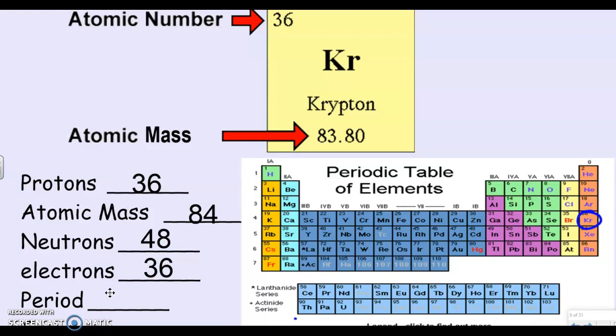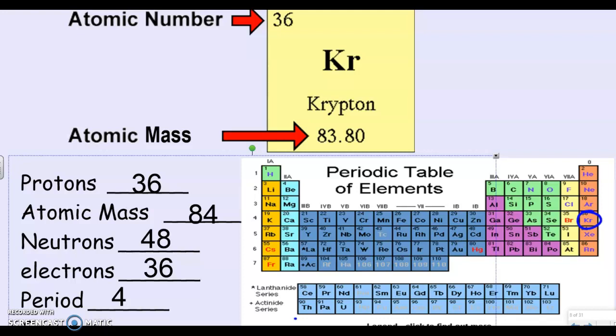Now, the new things that we've just learned, let's find out what period it's in. That means what row across. 1, 2, 3, 4. It looks like the gas krypton is in the 4th row, the 4th period. That means it has 4 orbital rings.